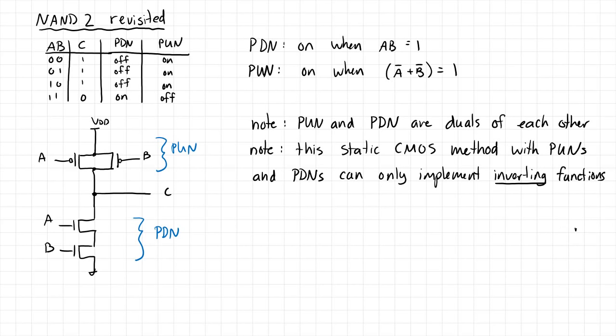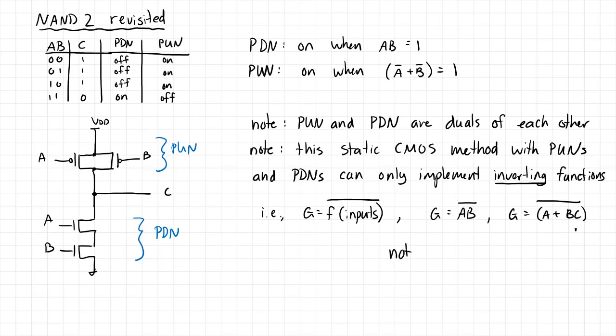Okay, so what do we mean by that? Well, what we mean is that if G is some function of inputs, that function has to be an inverting function. So G can equal A and B inverted. That's a NAND gate. G can be equal to A or B and C, all inverted, but it cannot be G is equal to A or B and C, for example.